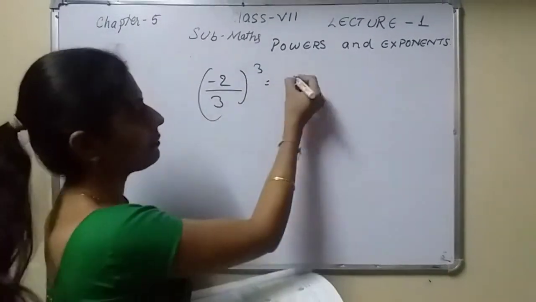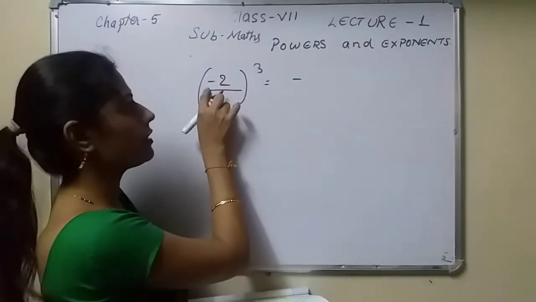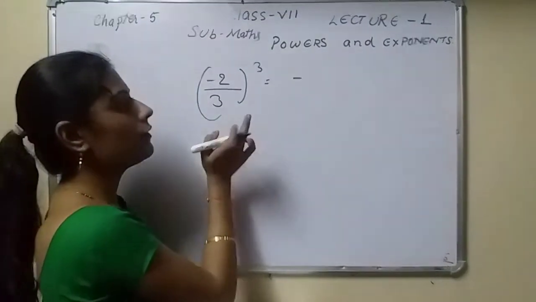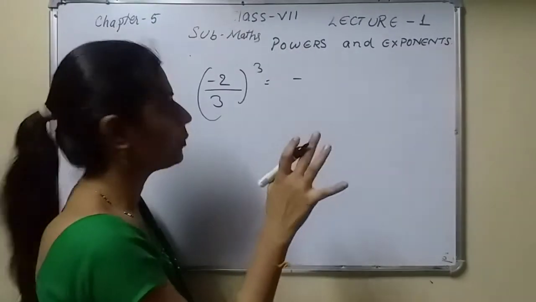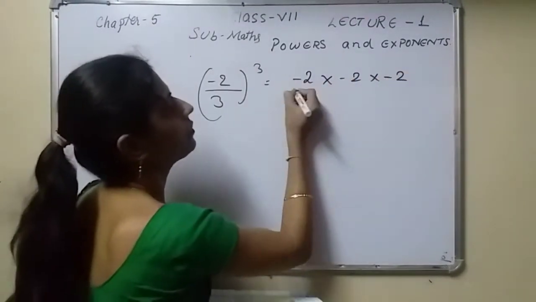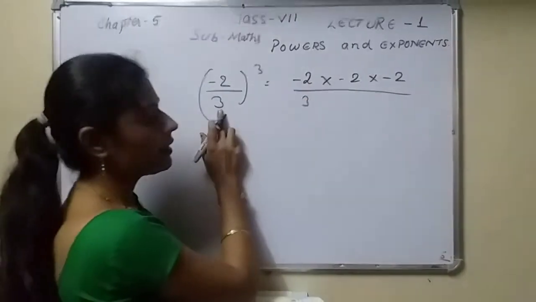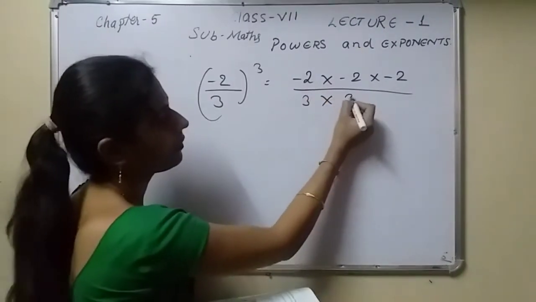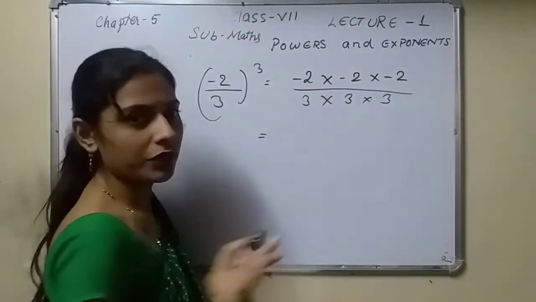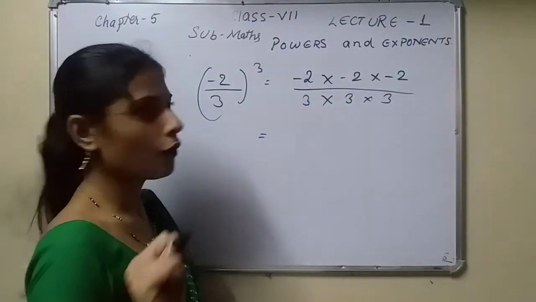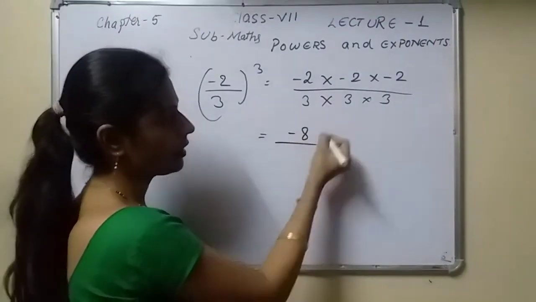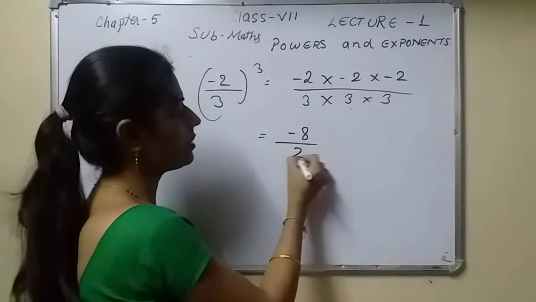Now see example number 3, (minus 2 by 3) to the power 3. How can you multiply it? You have to remember here whether it is minus or plus. If it is negative you have to put a negative sign. If it is a positive sign you don't need to put any sign here. So minus 2 into minus 2 into minus 2, divided by 3 into 3 into 3. Minus 2 into minus 2 is plus 4. Plus 4 into minus 2 means minus 8. Divide by 3 times 3 is 9, 9 times 3 is 27.